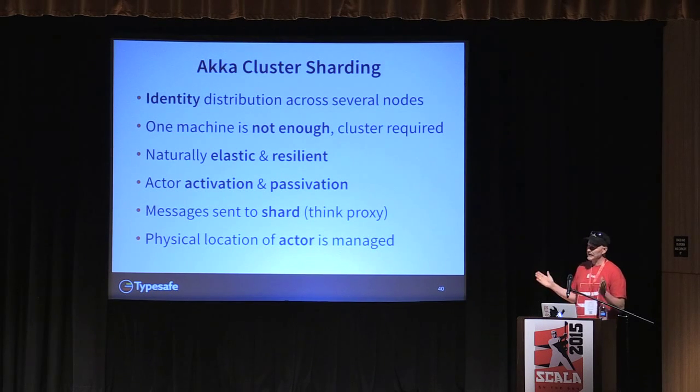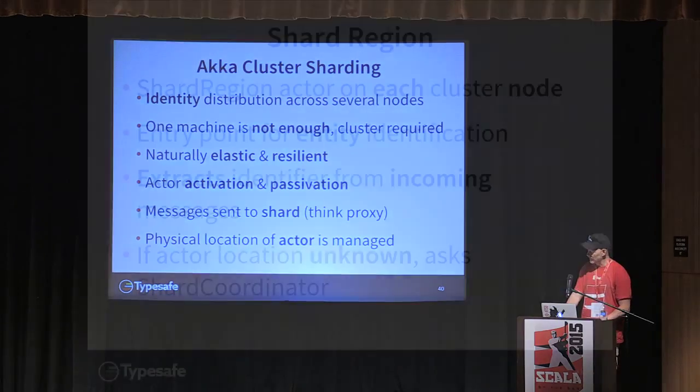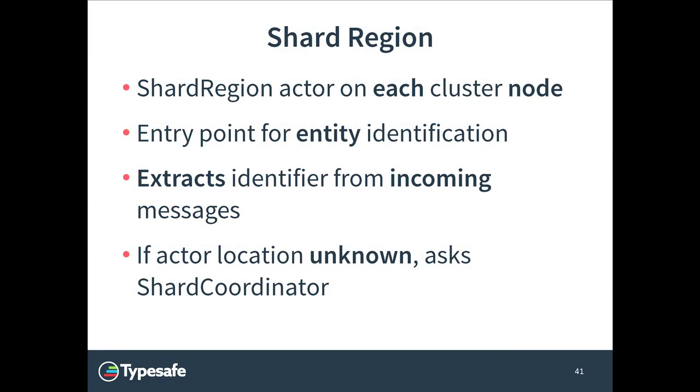We can take that identity and distribute it across several nodes. Where one machine is not enough, it's resilient, it's elastic, it will activate and passivate messages. But the powerful thing here is I don't need to know which house the person is in. I have something called a shard, a shard coordinator, and a shard region that I can simply ask, person shard, where is Duncan? I don't have to have the path of the actor. I don't need any of that. And it'll manage all that for me. And surprisingly enough, it uses Akka Persistence under the covers.